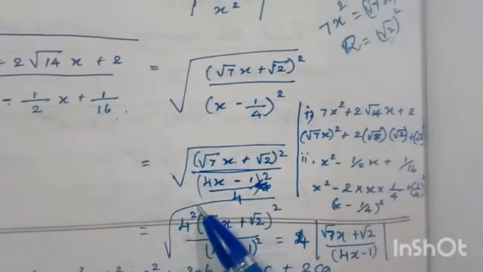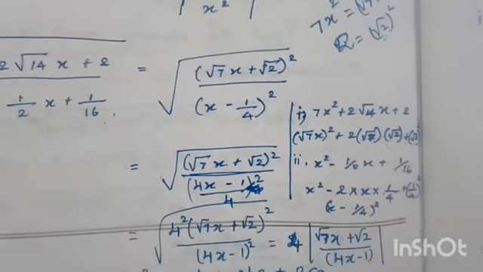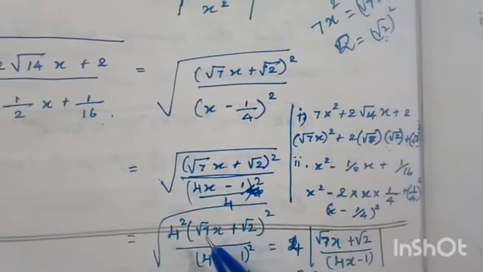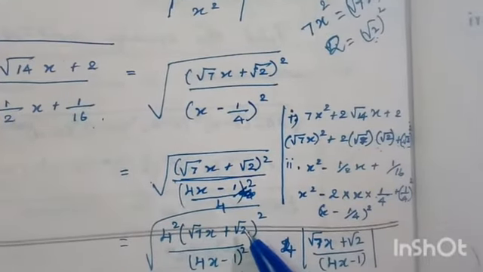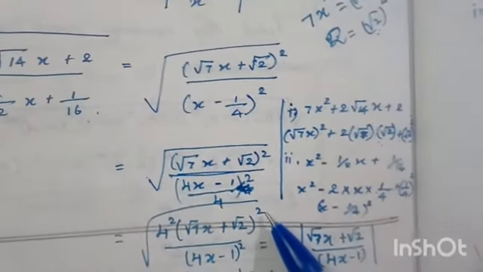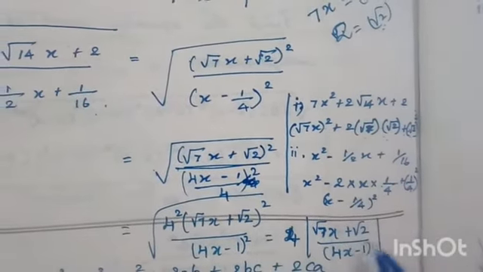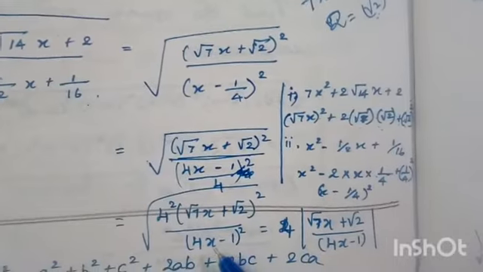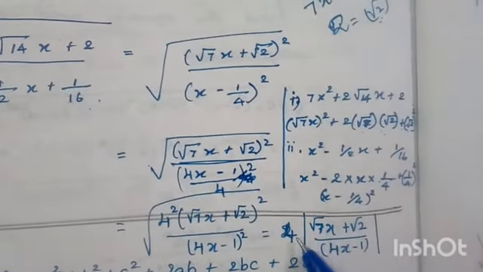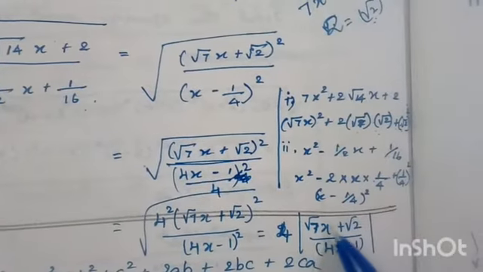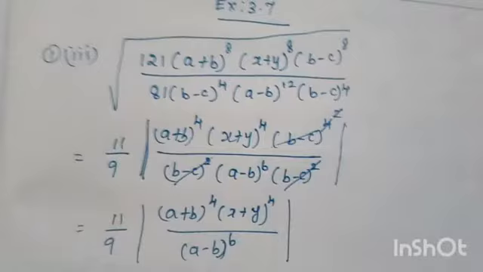This 4 square is there. For root 4 square the value is 4. Then the absolute value of the inside value, that is root 7x plus root 2. When we are taking a square root, it reduces the power by half. So that is root 7x plus root 2 by 4x minus 1. Yes, it is 4 into absolute value of root 7x plus root 2 by 4x minus 1.